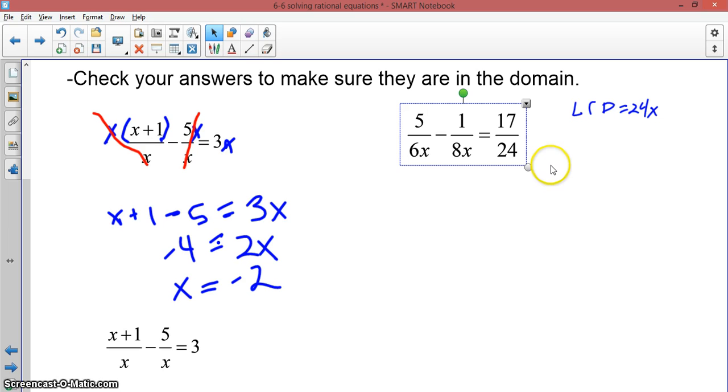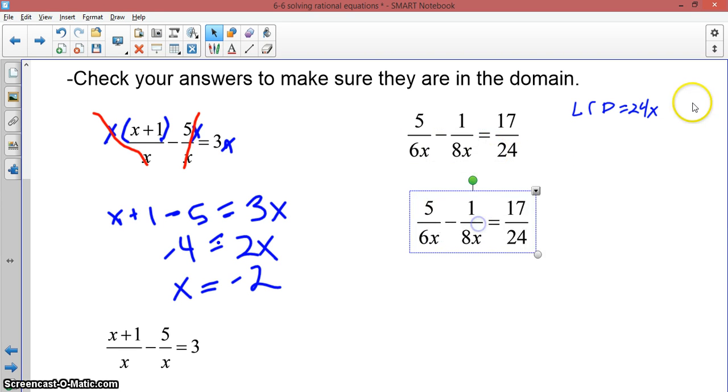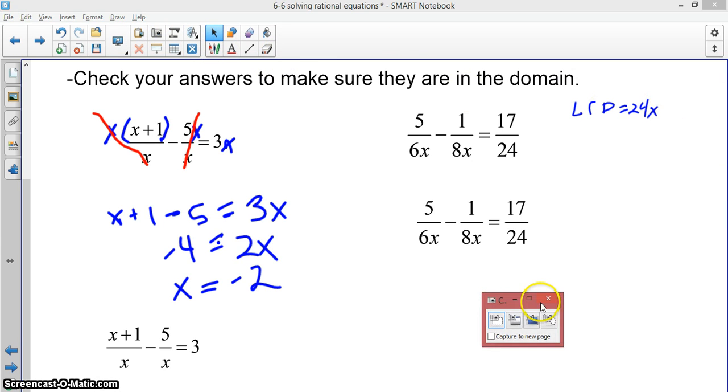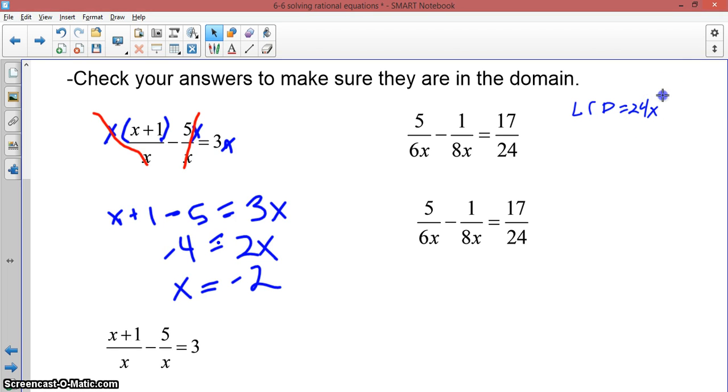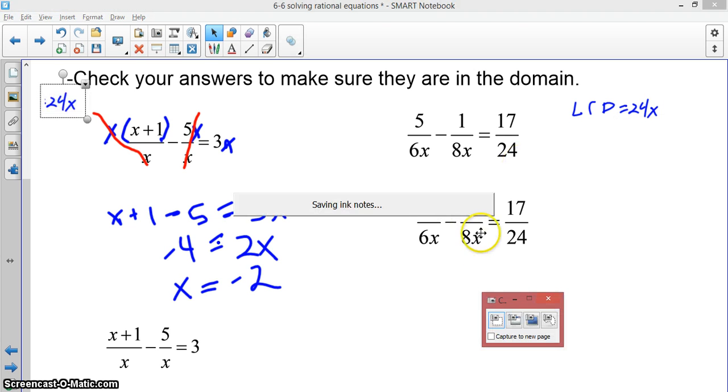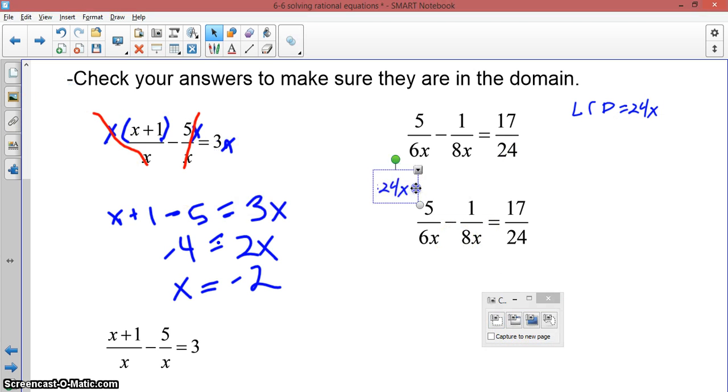So actually, let me clone this, and what we do is we put the 24x everywhere. I feel like my handwriting is really bad today, so I'm going to cheat a little bit. And there we go. So 24x, and that goes with all three parts. So 24x, 24x, 24x. Oh, that's perfect because it covers that.